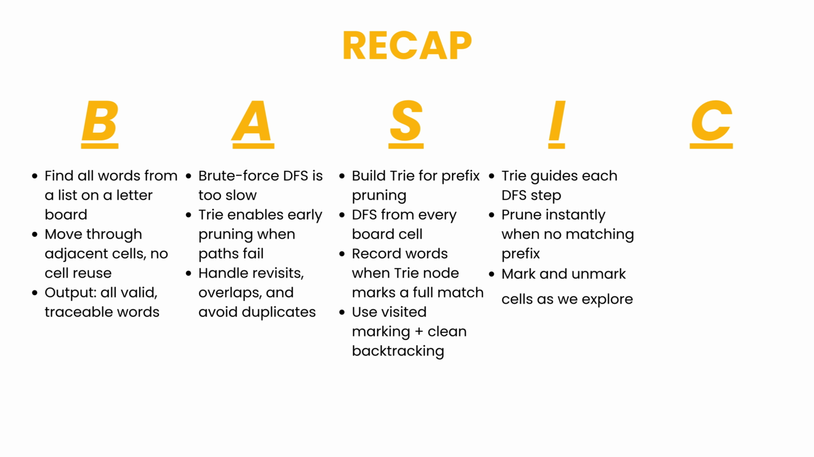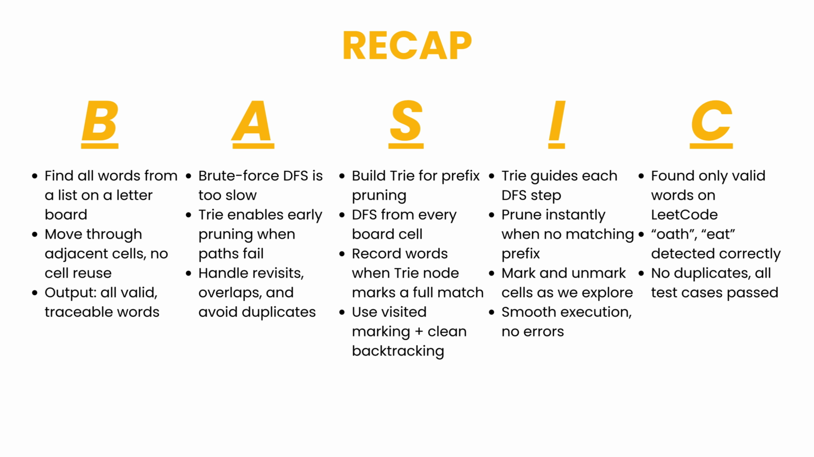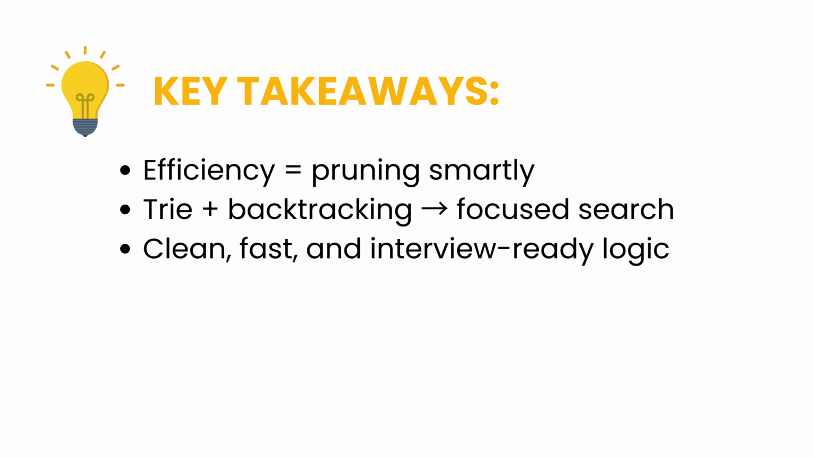We executed that blueprint. Trie for fast prefix checks, DFS from each cell. Prune immediately when there's no matching child, mark cells during the path, and backtrack to continue exploring. The code ran smoothly without errors. On LeetCode, the solution returned exactly the words present in the board. In the example, it found oath and eat, skipped entries that aren't present, handled duplicates correctly, and passed the test cases as expected. The takeaway: performance comes from pruning. Pairing a trie with careful backtracking turns a massive search space into a set of focused paths, fast, accurate, and interview-ready.